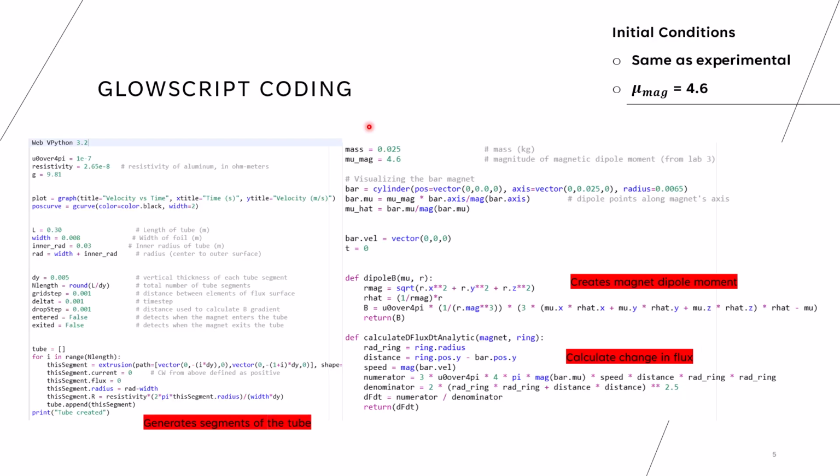Here is the GlowScript model. For our initial conditions, it's the same physical characteristics from the experimental part, and the mu mag was from lab 3 or 4, I can't remember, so we're using that. Right here is all of our setup, plugging in all those values. Down here, this splits the tube into DL segments, so that we're calculating the flux through one ring at a time. Over here, this creates a magnetic dipole moment, which we'll use in the later parts. And this function calculates the change in flux through one of these rings that we created.